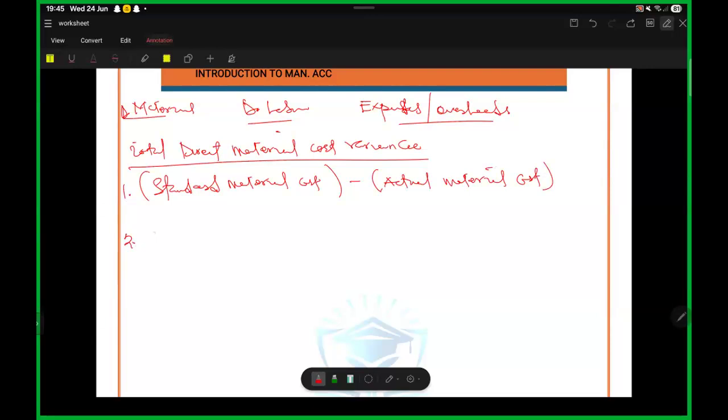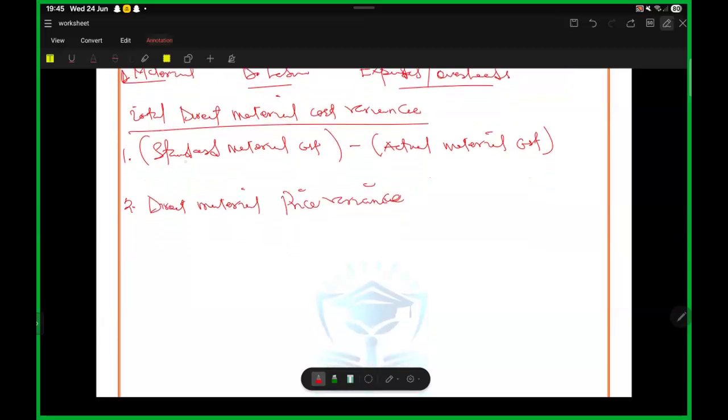The second one, we can have the direct material price variance. So the variance, the differences, can come from the price or it can come from the quantity. And to find this one, we call it the standard price. Sorry, let me do the standard price.